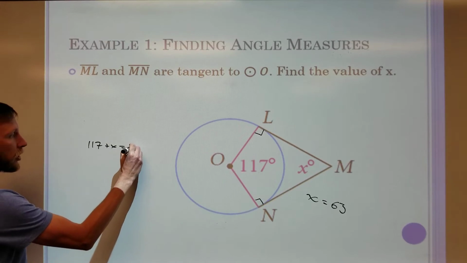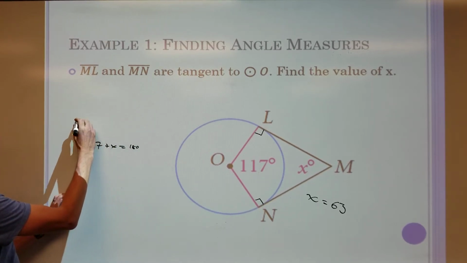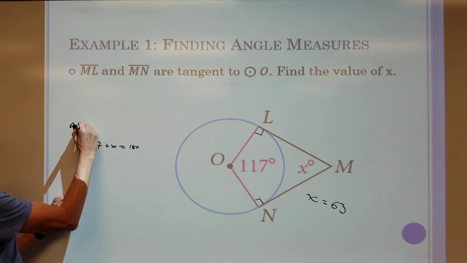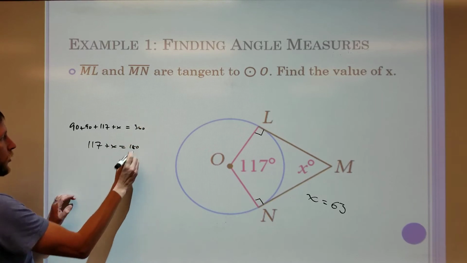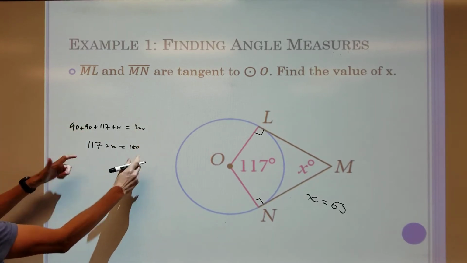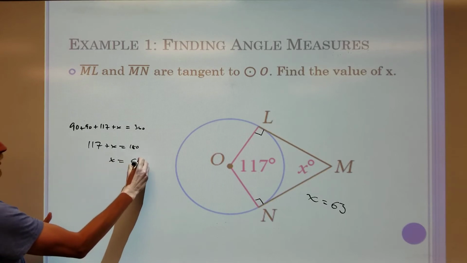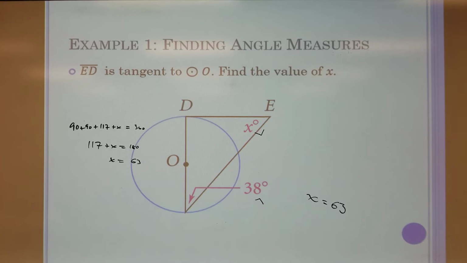117 plus x equals 180. Or you can start a step before, which says that 90 and 90 and 117 and x makes 360. Well, when you subtract off this 180, you're left with 117 plus x equals 180. Do a little bit more subtraction, find out the value of x.